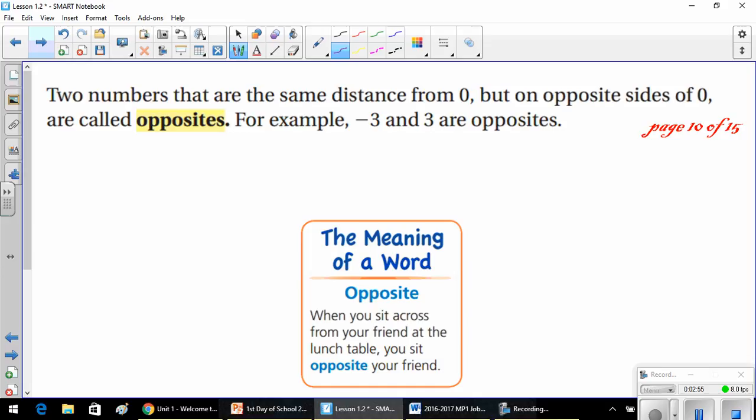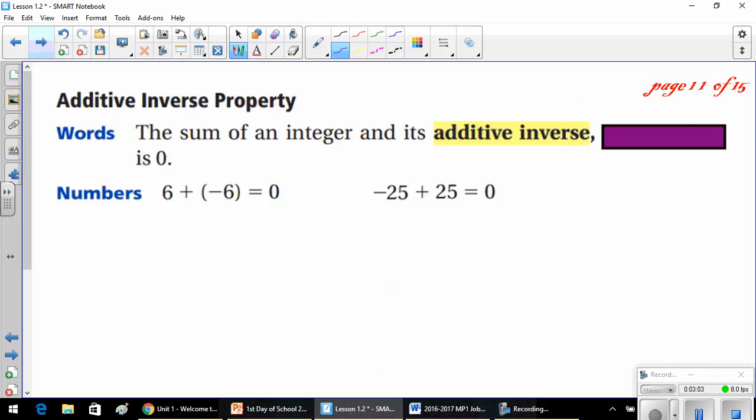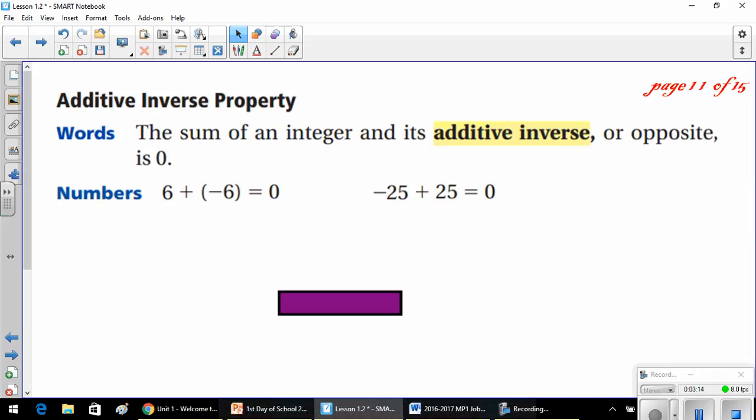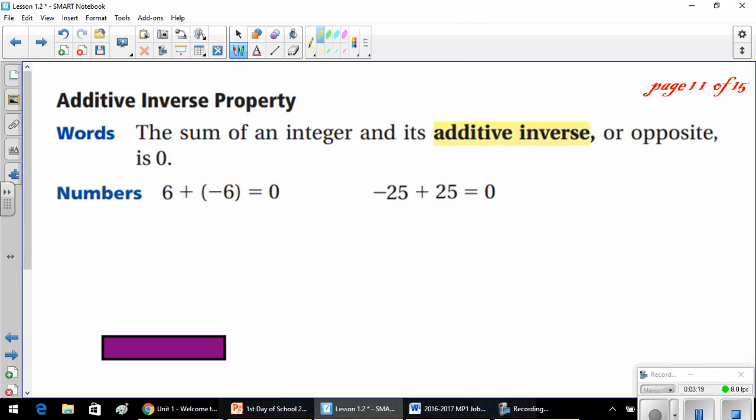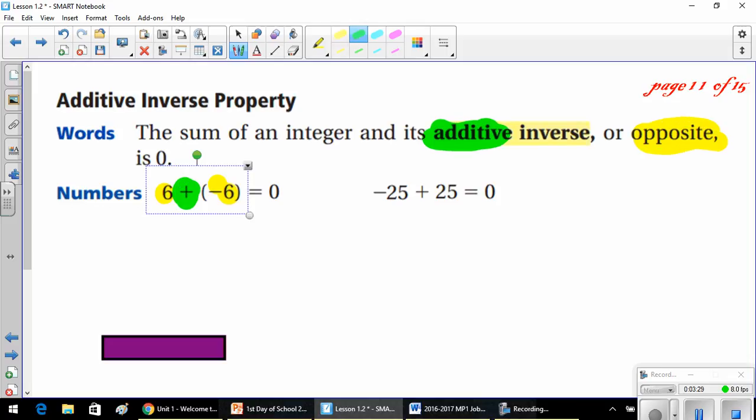Okay, just a quick review on the word opposite. It's just 2 numbers that are the same distance from 0, but on the opposite side of 0. Additive inverse: the sum of an integer and its additive inverse, or opposite, is 0. You can fill this word in. So if you notice, I have 6, I have negative 6. That's the opposite part. I am adding, that's the additive part. And it equals 0.